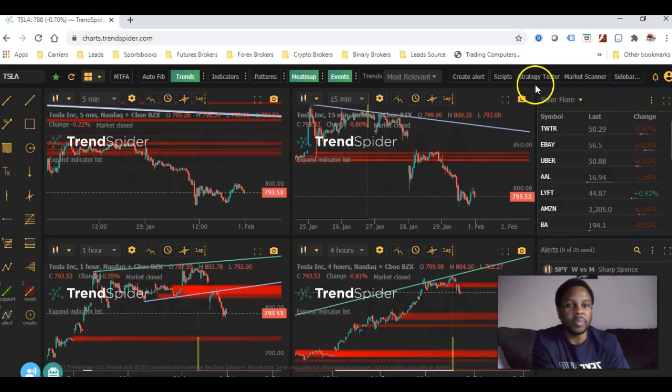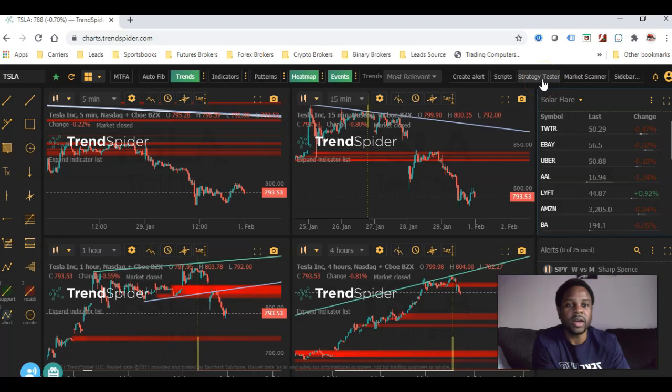Next here, you could create your alerts. Okay, so let's say if price hits a trend line or an indicator, a pattern, anything to that effect, you can set up an alert for yourself that'll go straight to you here. So you can do that at an indicator or trend line or multi-factor alert.